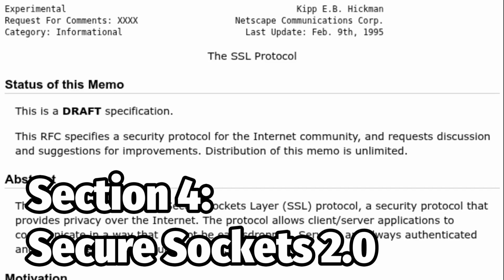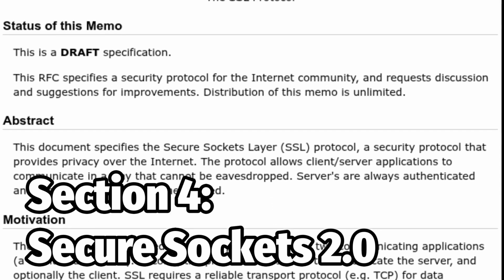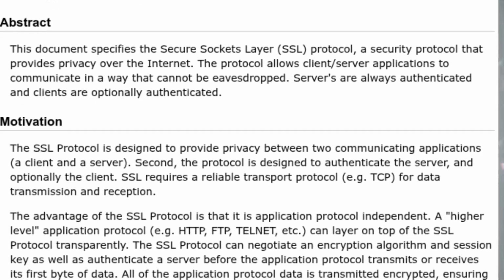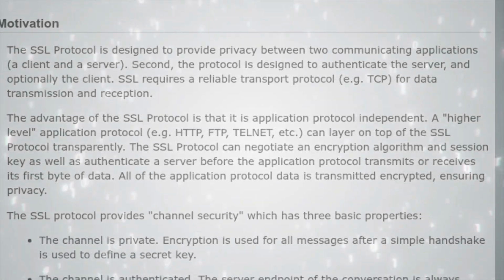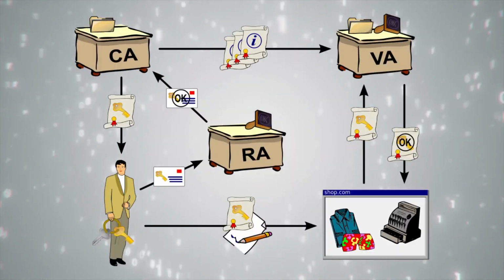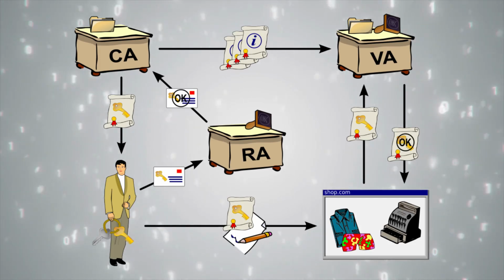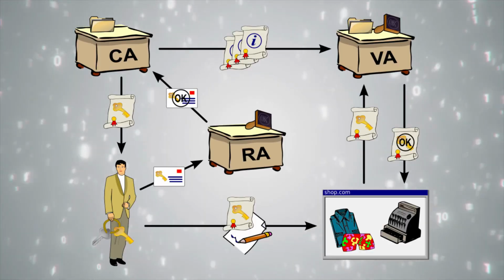In 1995, Netscape released SSL 2.0 to the public. 2.0 fixes a lot of what's wrong with SSL 1.0. The biggest change was the addition of a mechanism for verifying the origin of a public key, the X509 digital certificate. As explained in the previous video, the X509 certificate pairs a public key with an identity, and the pairing is certified by a certification authority, or CA.